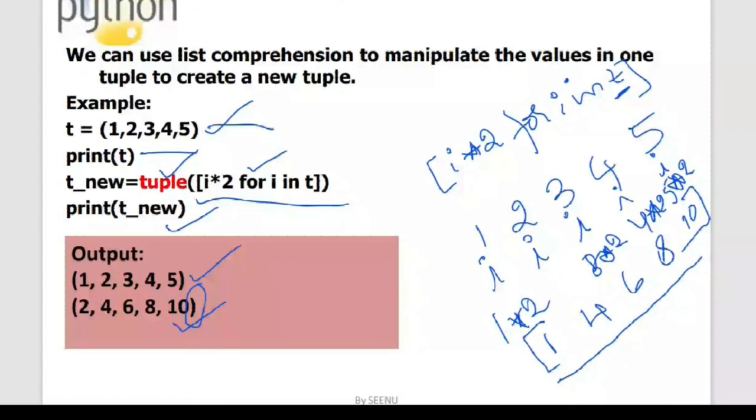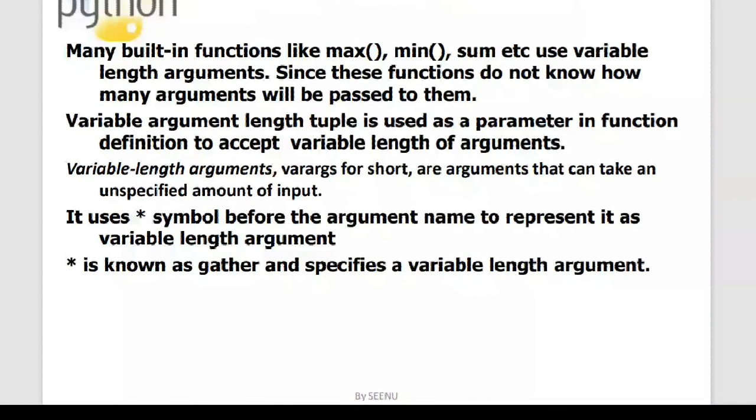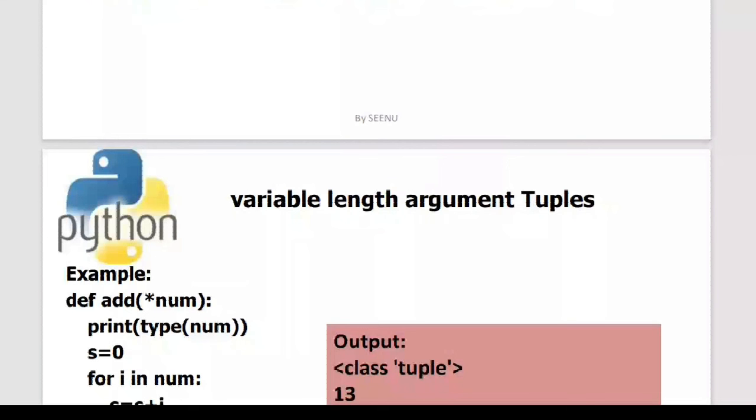Next is variable length argument tuples. Just remember that we will be using a symbol, star, over here. Let me explain this with an example. So this is an example. Take a look at this particular example, and you will understand what is meant by variable length arguments.